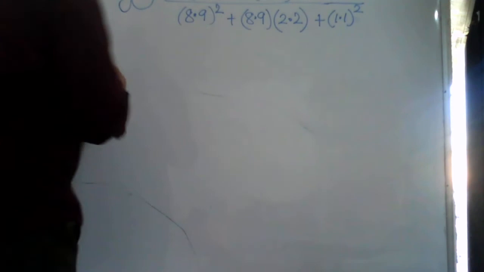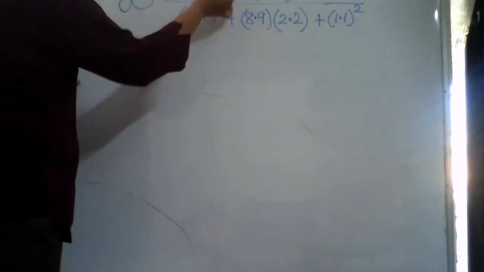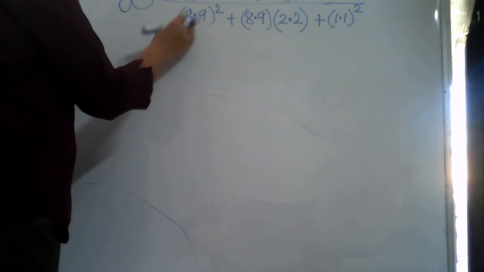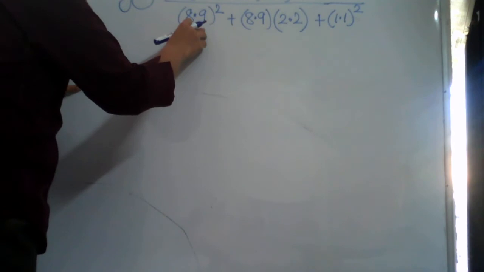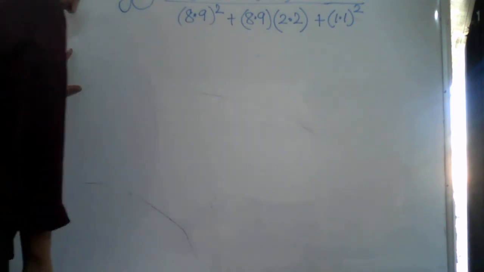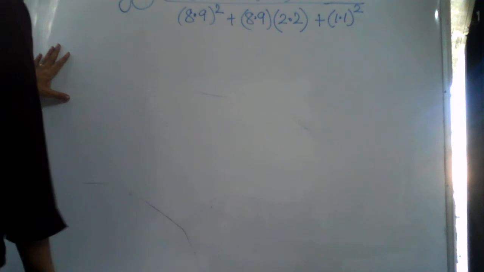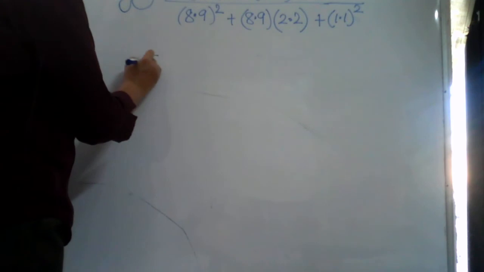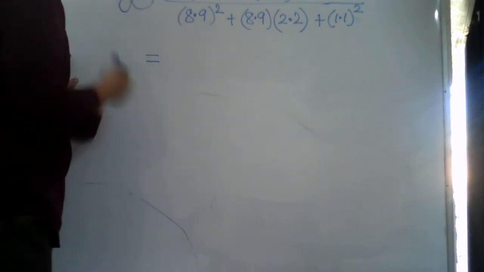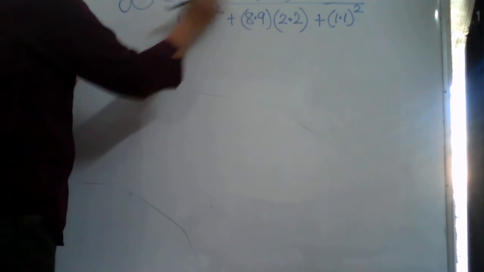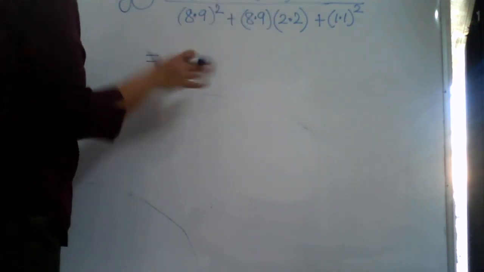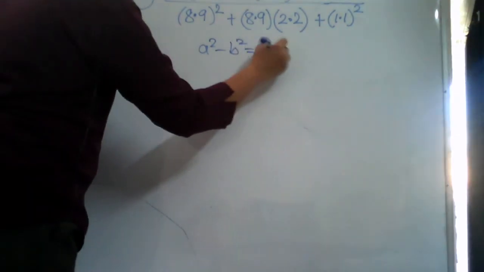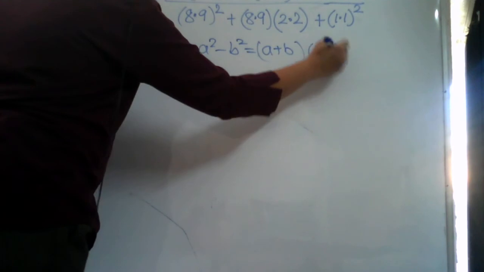We have another question here. The question is 7.4 bracket raised to square minus 6.4 bracket raised to square upon 8.9 bracket raised to square plus 8.9 into 2.2 plus 1.1 bracket raised to square. Now here you need to understand it thoroughly. First try to understand to which identity they resemble. This is like a square minus b square. A square minus b square can be written as a plus b into a minus b. Of course you can follow this.